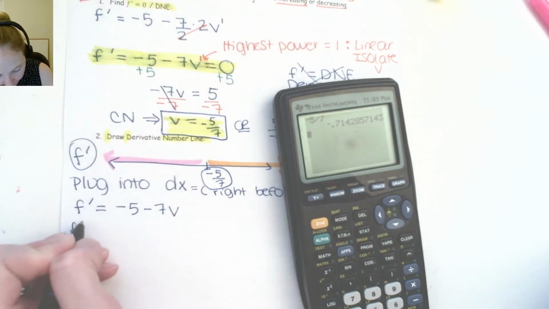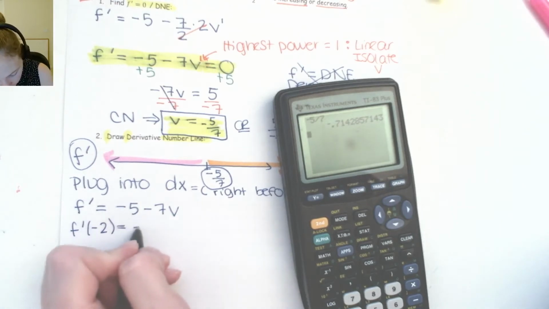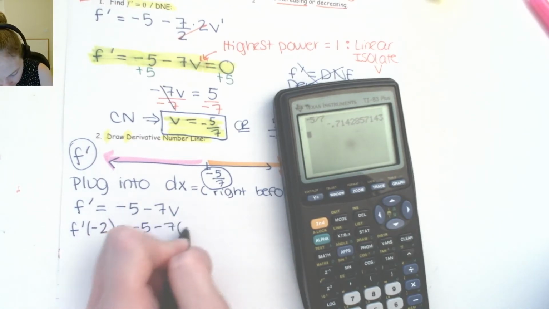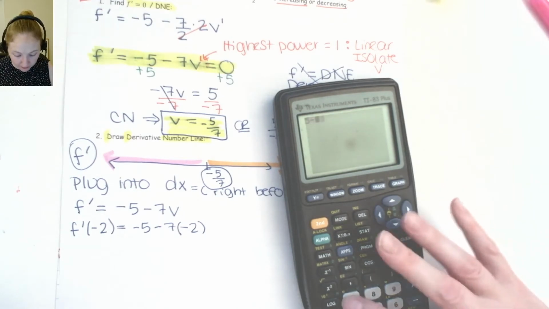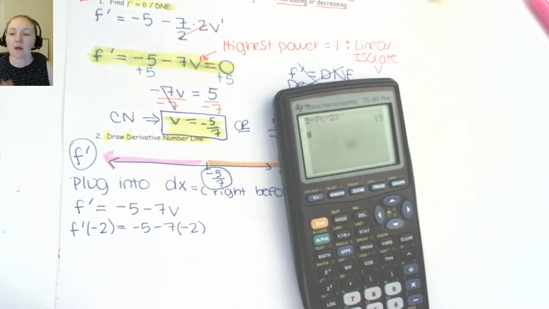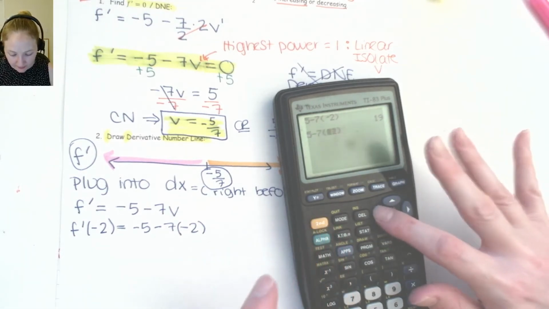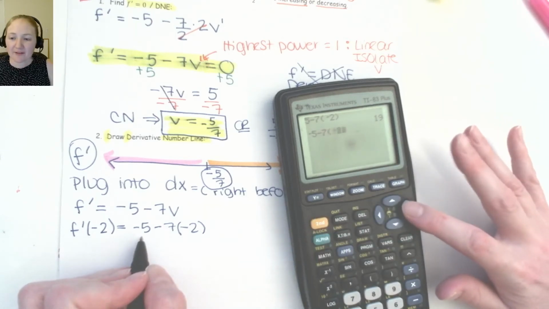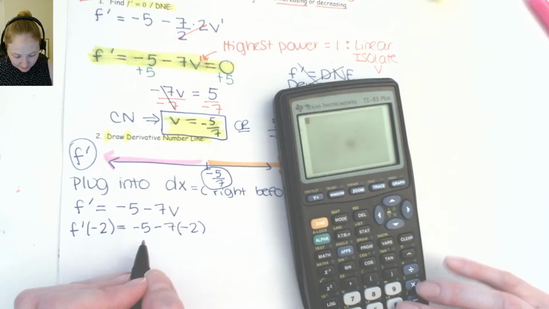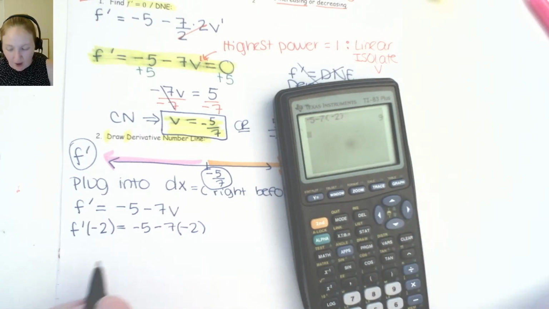All right, so I don't know. Let me plug in -2. Okay, so if I plug in -2, I have -5 minus 7 times -2. All right, now you can put this in on your calculator just as it is. The key thing is you have to put it in on your calculator correctly, though. You cannot be like me and put it in incorrectly. So you have -5. Let me do this again. So we have -5 minus 7 times -2.